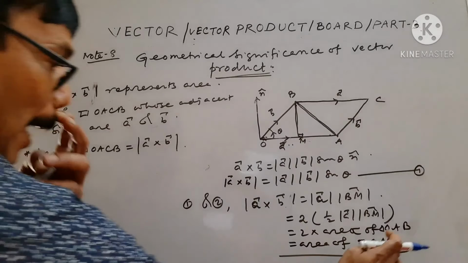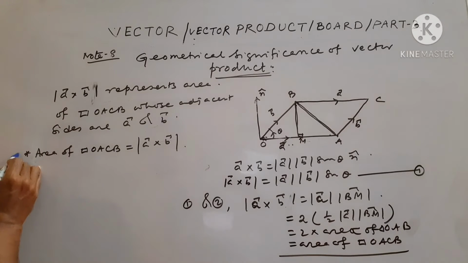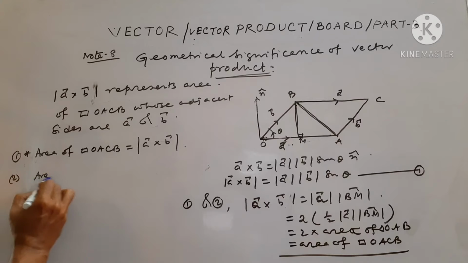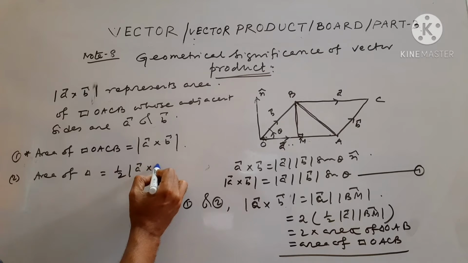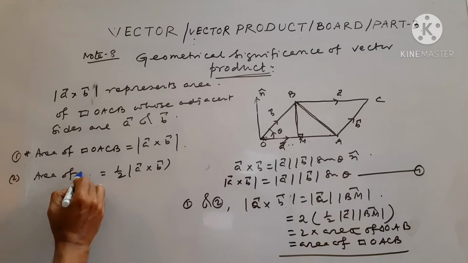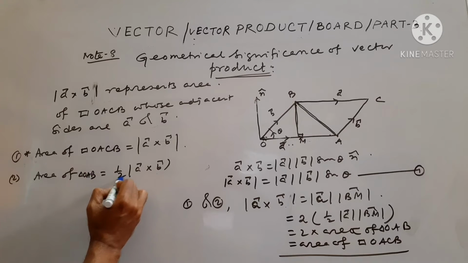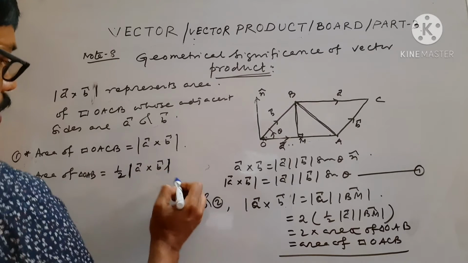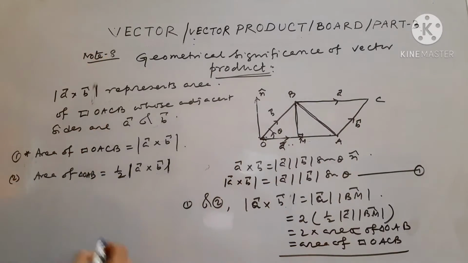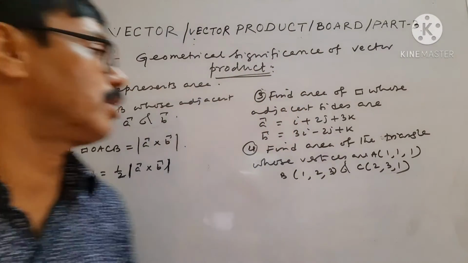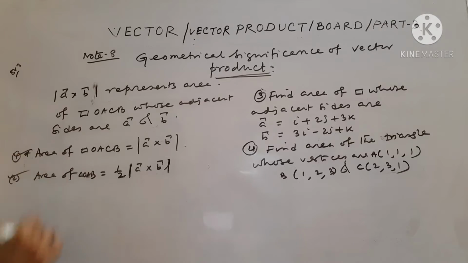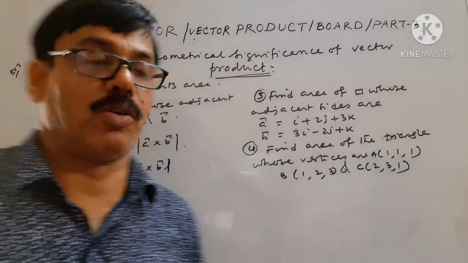So area of triangle. Now number 2, area of triangle is equal to half of mod A cross B. Area of triangle OAB is half the magnitude of the cross product of two adjacent sides. So this is the geometrical significance. So now application. Now application of results 1 and 2. These are most important for board problems.